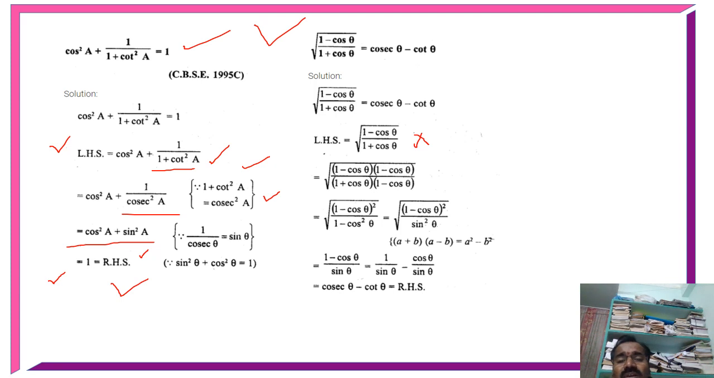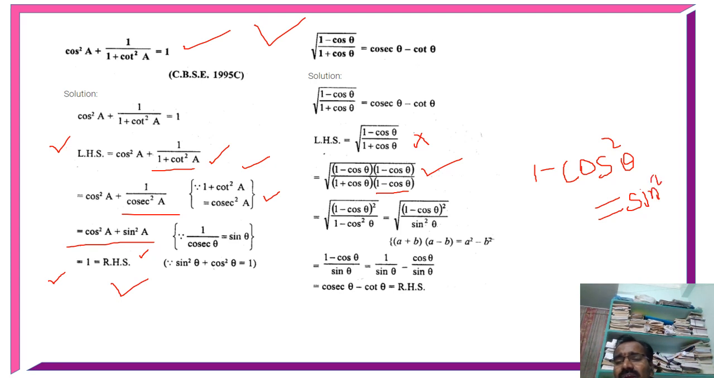So here 1 plus cos theta is given. Multiply both numerator and denominator by 1 minus cos theta to rationalize the denominator. Then we have root over 1 minus cos theta into 1 minus cos theta, that is 1 minus cos theta whole square, by 1 minus cos square theta. We have the first identity, sin square theta plus cos square theta equals 1. From that, we can write 1 minus cos square theta as sin square theta. It is the first identity.